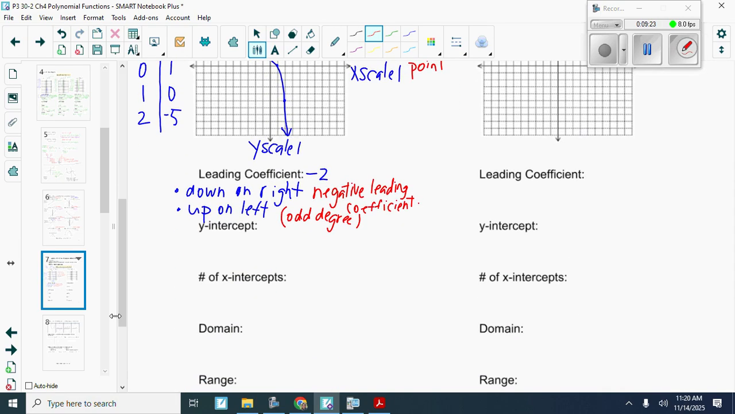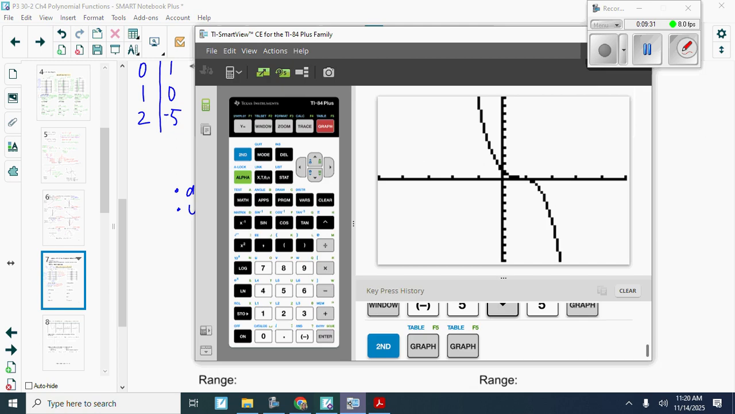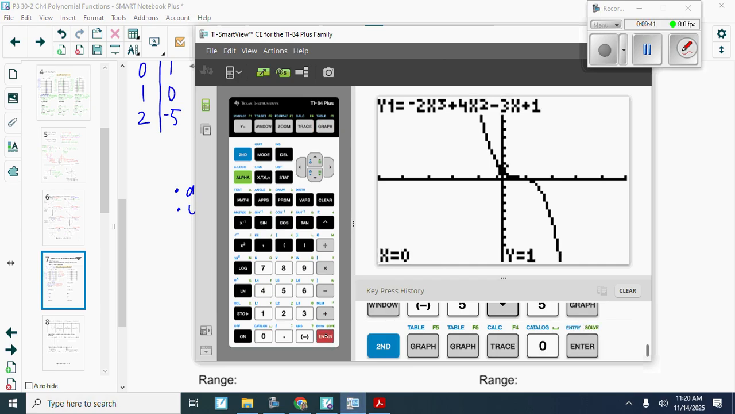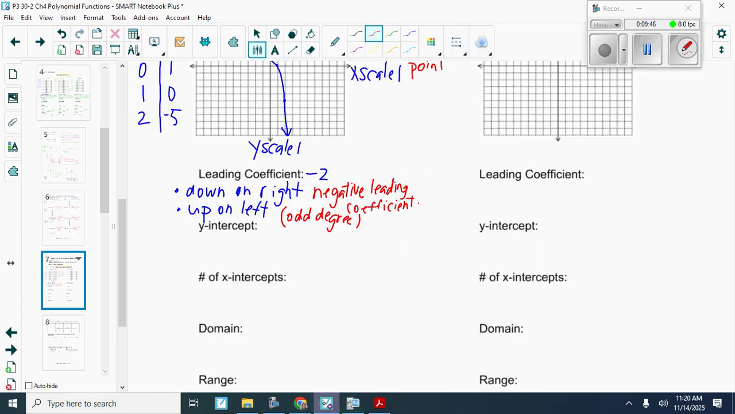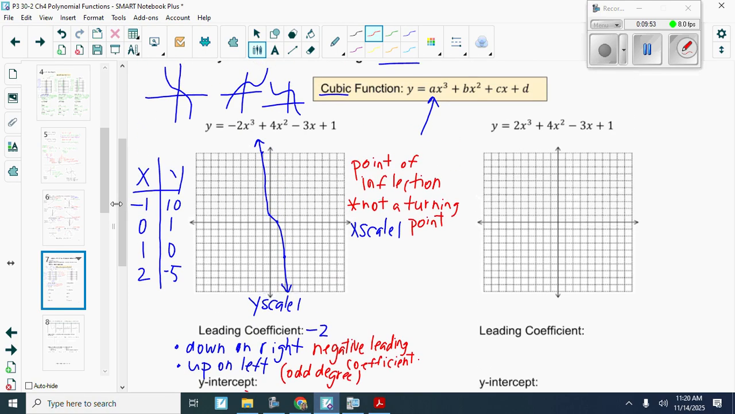What was our y-intercept? You have 2 ways to do this. You can pull it out of your table of values, or you can go to your calculator. Your y-intercept is where x is equal to 0. So you could go to trace, hit 0, enter, and it will tell you that when x is equal to 0, y is equal to 1. So your y-intercept is at 0, 1. Guys, this is still your y-intercept.